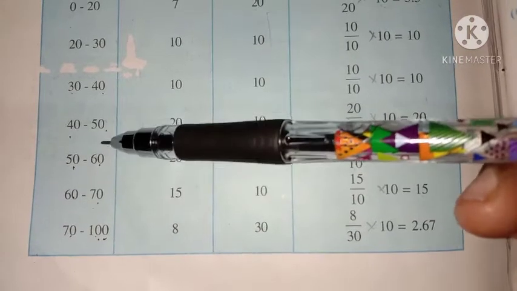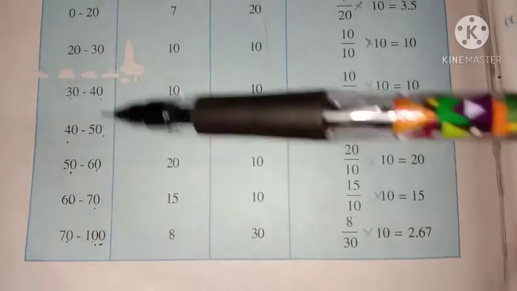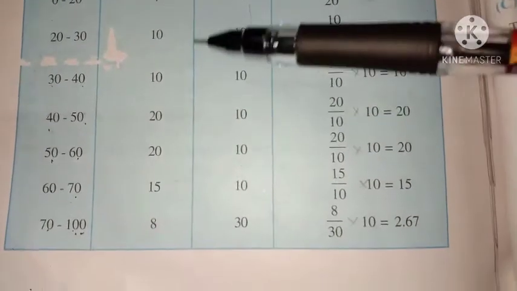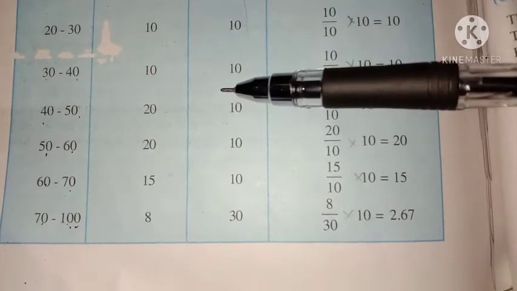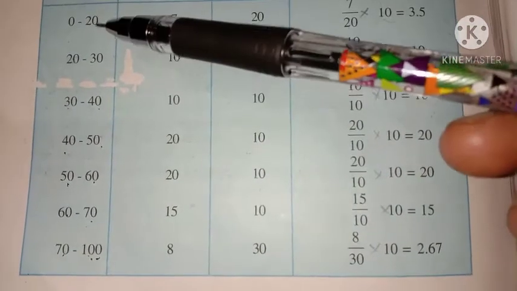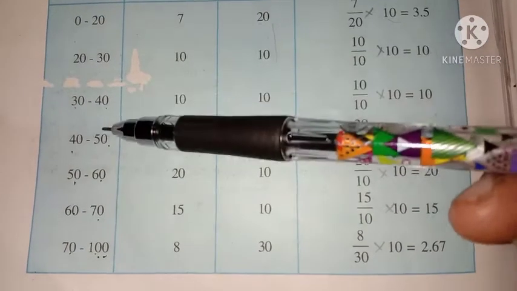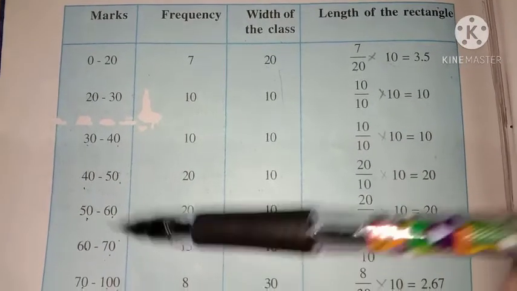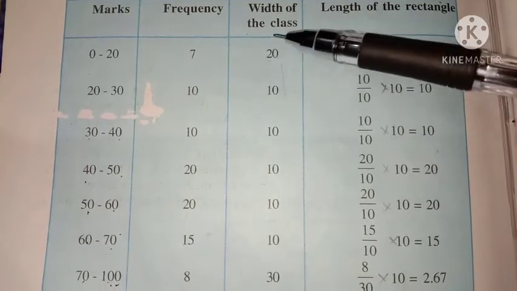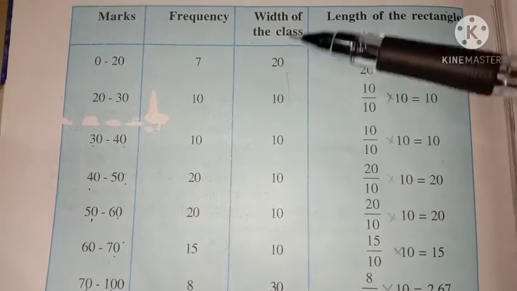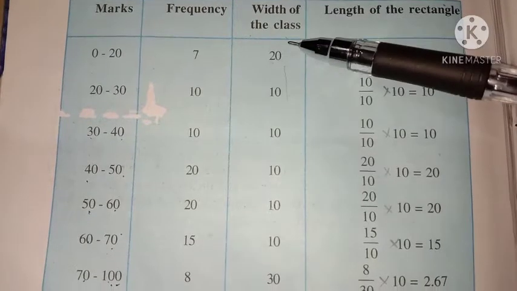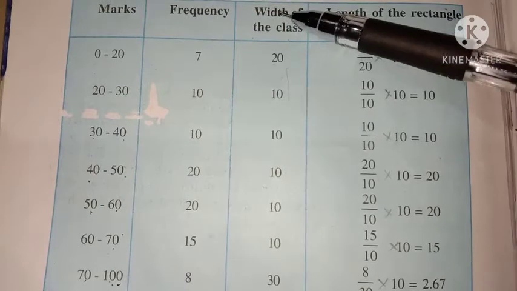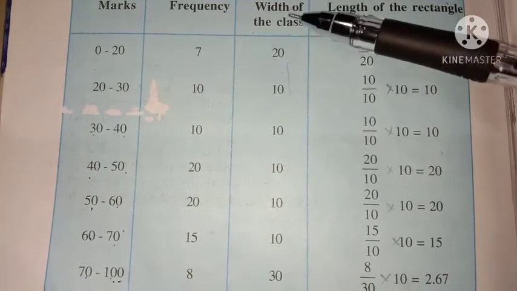So we need to convert this data into another form. Then only we can draw the histogram of this data. Is that clear? For this, you have to select the class interval with the minimum class size. So we need to draw a third column, that is the width of the class or class size. 0 to 20, class width is 20. Class width is the same as class size.